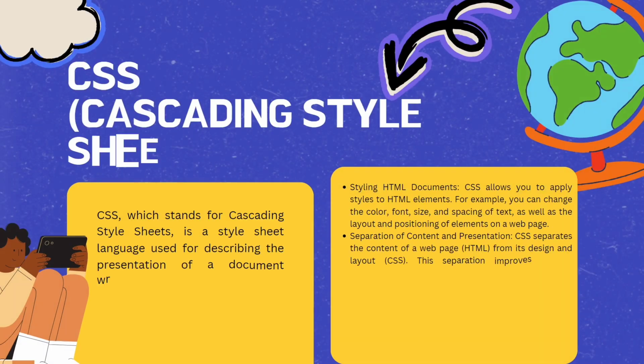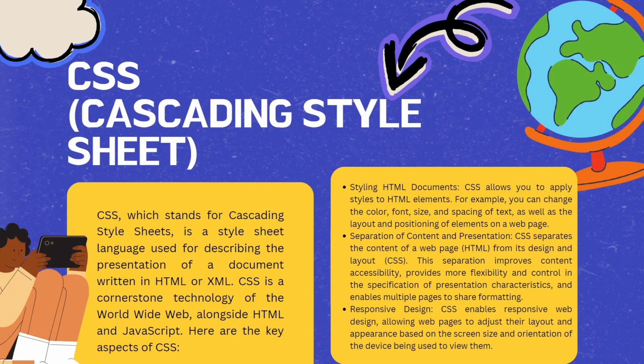Next is the CSS cascading style sheet, and it's the style sheet language used for describing the presentation of a document written in HTML, hypertext markup language, or XML, extensible markup language. CSS is a cornerstone technology of the World Wide Web, or the WWW, alongside HTML and JavaScript.